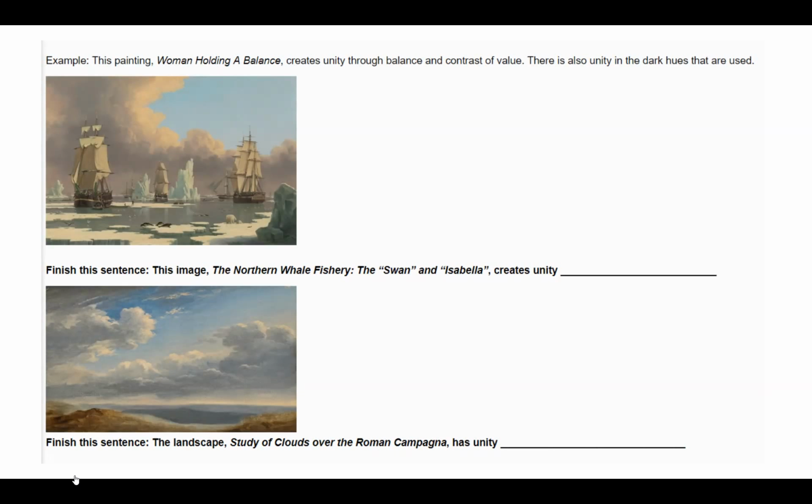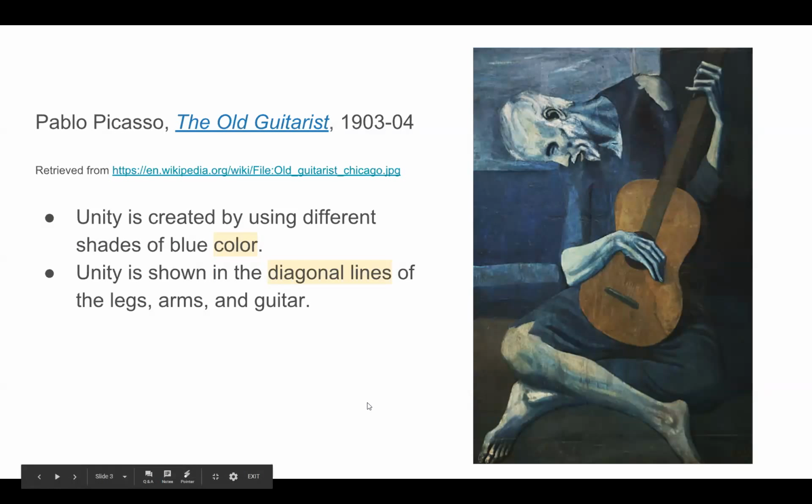We're going to do just a little bit of practice so you can get an idea of how to complete this assignment. So we're going to start with this picture right here. This is a painting by Pablo Picasso done in the early 1900s.